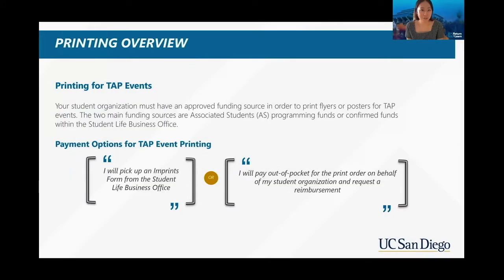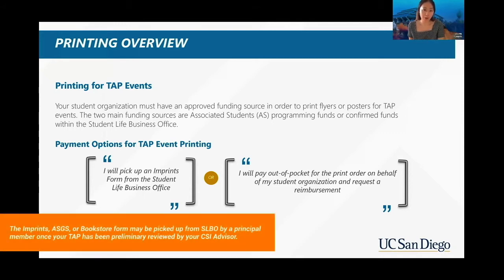So for printing for TAP events, your student organization must have an approved funding source to print flyers or posters. And two of the main funding sources are AS programming funds or funds held within your Student Life Business Office on-campus account. And to print for events, you have two payment options. You can either come into our office to pick up an imprints form, or you may pay for the print order out of pocket and request a reimbursement.